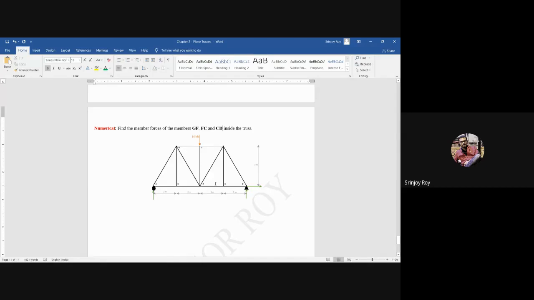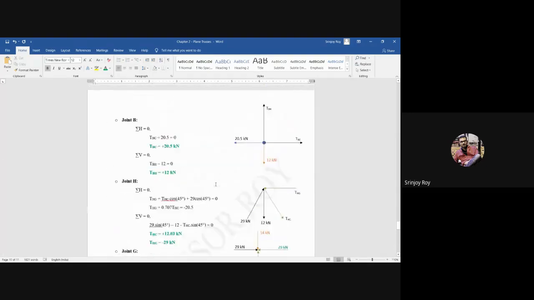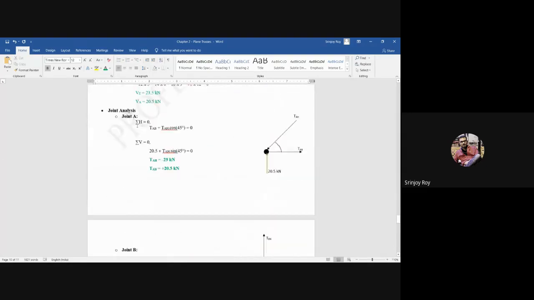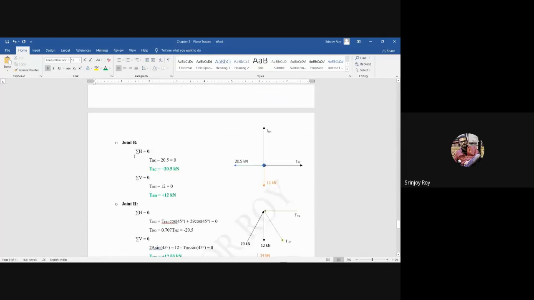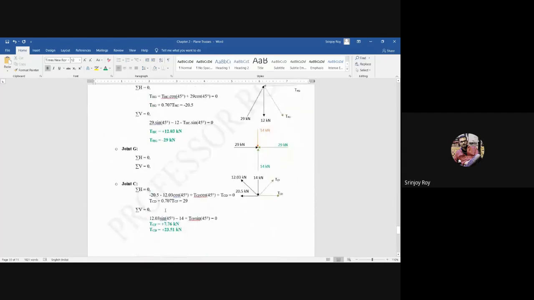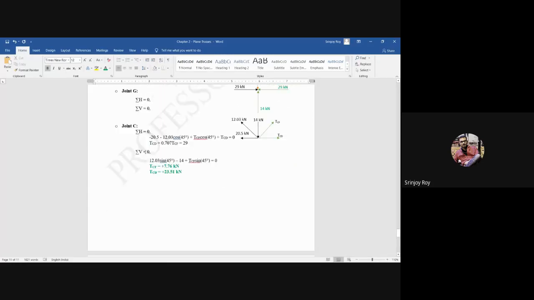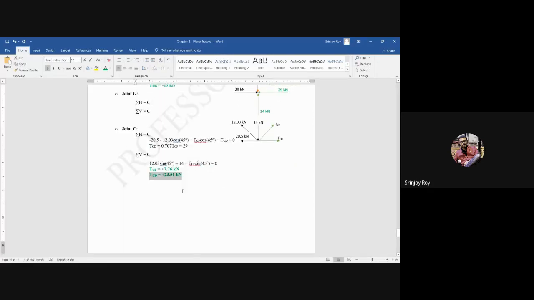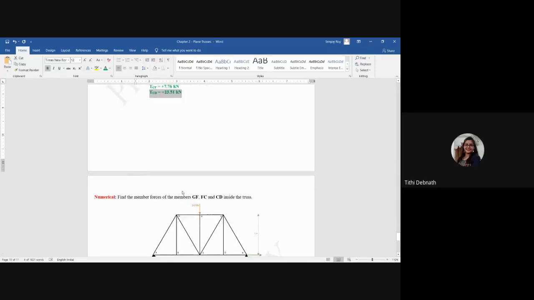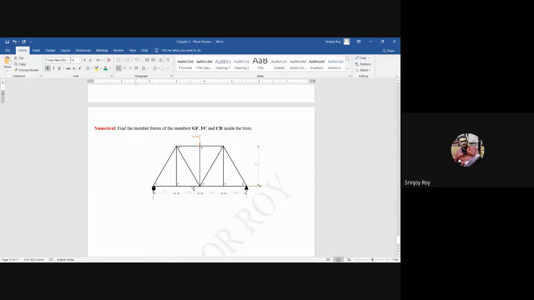To come up to here, if you apply the method of joints, you will have to do all of this analysis, isn't it? From joint A, joint B, joint G and joint C also. You have to analyze all these things. Yes or no? For CD, you will have to analyze up to joint C.